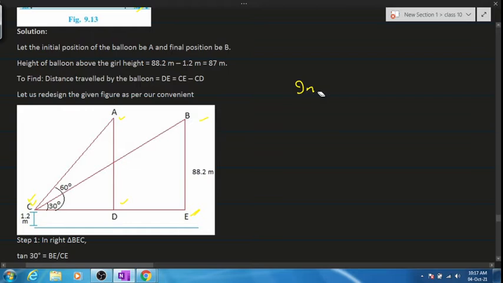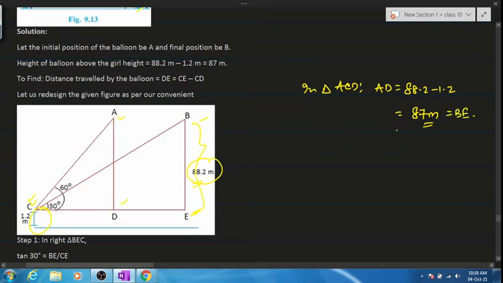Now can anybody tell me, in triangle ACD, what is the height of AD? Height of AD. This is 1.2. This entire is 88.2. Will the height of AD be 88.2 minus 1.2? Any doubts? Height of this is 87, as well as BE, which is also equal to AD because of geometry. Clear? These two are equal.